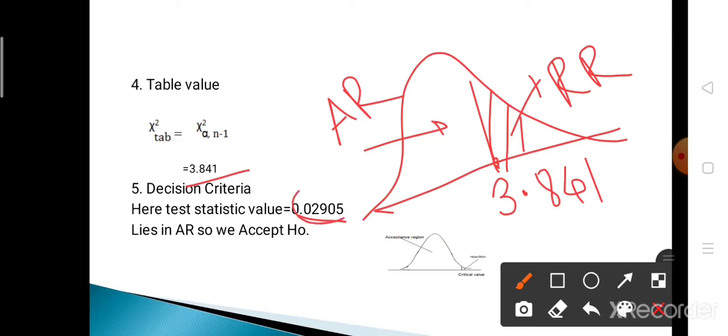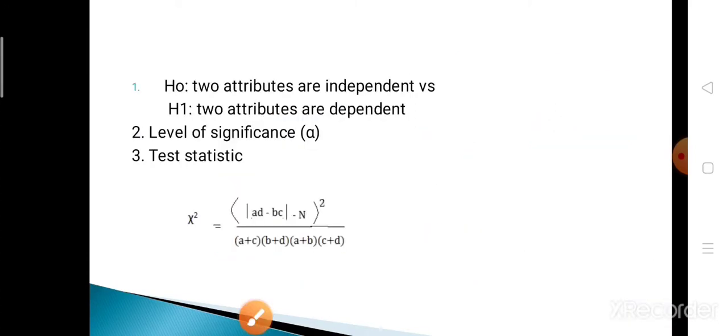This 0.02905 value is less than 3.841. That means it lies in the acceptance region, so we accept H naught. And what is our H naught? H naught is that the two attributes are independent. So our conclusion is that the two attributes may be independent. So this is the chi-square test for the independence of two attributes. Thank you.